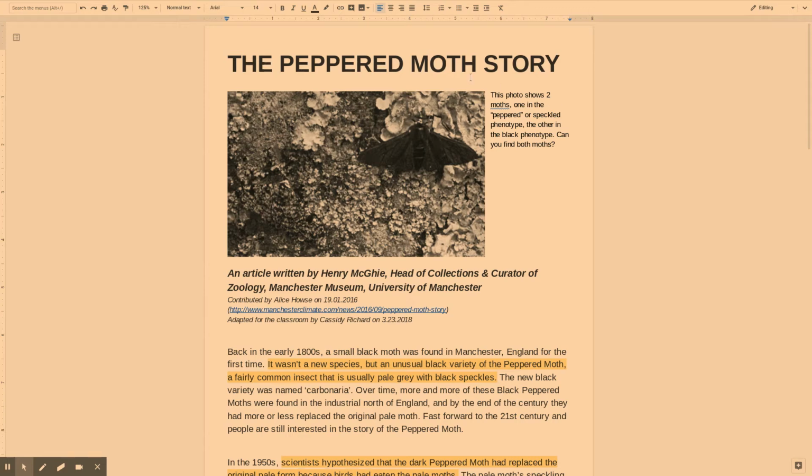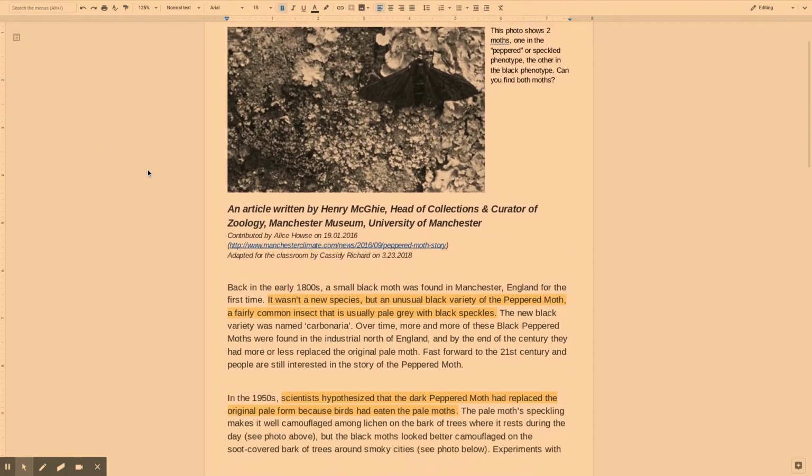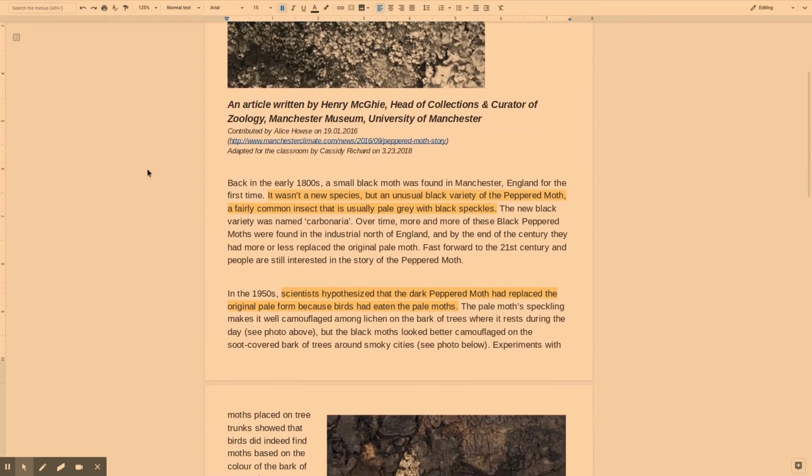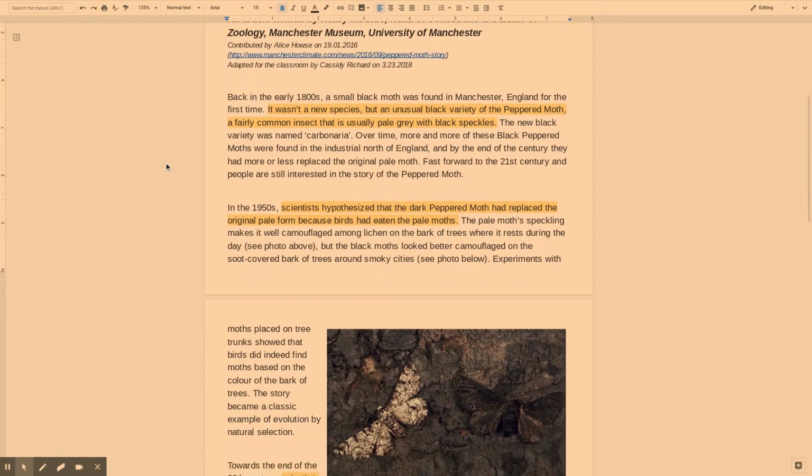Okay, so this is called the Peppered Moth story. Couple things to look at here. This photo shows two moths, one in the peppered or speckled phenotype and the other in the black phenotype. Can you find both of them? The black one usually stands out pretty well for us, but the peppered one, do you see it? If you don't, it's right there. It's usually a little easier to see on your own computer screens. I usually project this onto the screen up front, and then it can be harder to see. This is all just information of where the article came from.